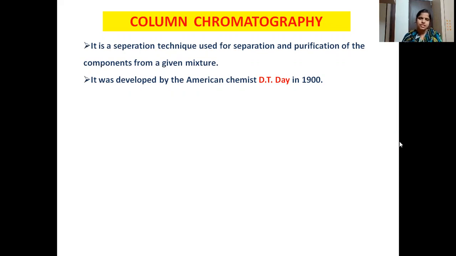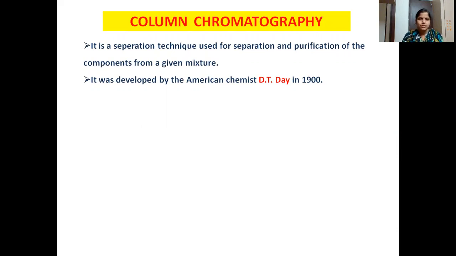Before or after D.T. Day, other scientists were also doing chromatography. As we know, the first scientist, Michael Tswett, separated plant pigments by using calcium carbonate. After the scientist D.T. Day developed this technique, many other scientists later used it for separation.